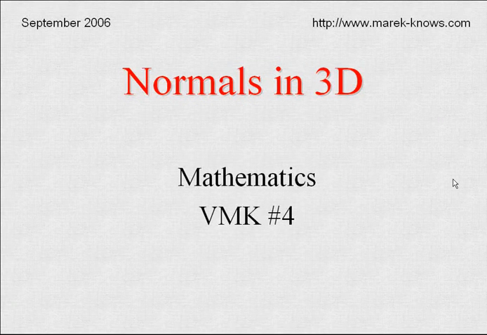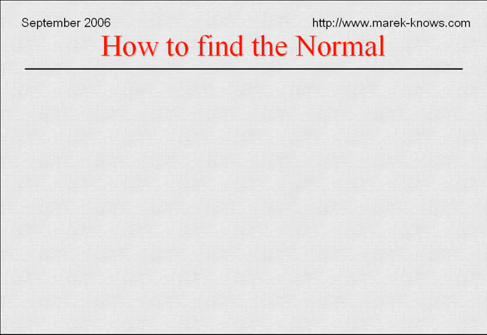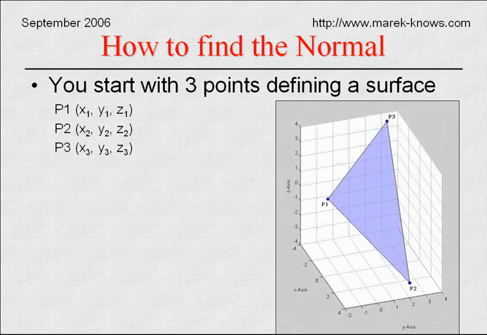In this VMK, I'll be showing you how to calculate the normal in 3D space. So, how to find the normal? You usually start with 3 points defining a surface. In this diagram here, I've given you 3 points, P1, P2, and P3. And if we were just to draw some arbitrary shape by connecting those 3 points, we should get a triangle.